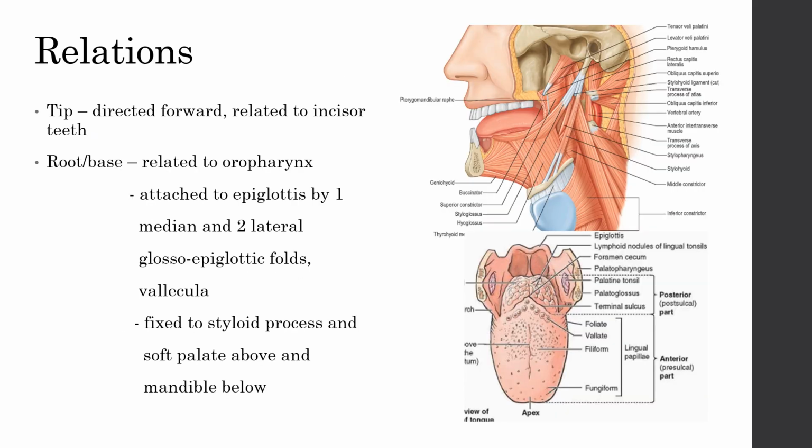The relations: the tip is directed forward and it is related to the incisor teeth. So if you keep the tongue in its normal position, you can feel that the tip is touching the incisor teeth. Now the root is related to the oropharynx, and here there is the epiglottis, and the tongue is attached to the epiglottis by three folds of mucous membrane, one median in the midline and two lateral glossoepiglottic folds. And between these folds there is a space that is called the vallecula.